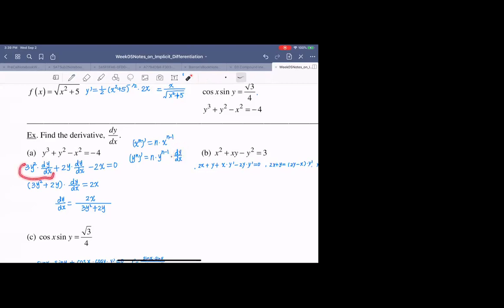So this one over here is 3y squared times dy over dx plus 2y times dy over dx minus 2x equals 0. Then we can combine the like terms, and we can move this to this side. So that's the answer. Same answer, right? Yes. Good. Let's move on to the second one.